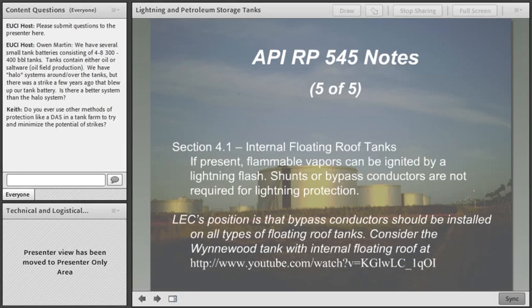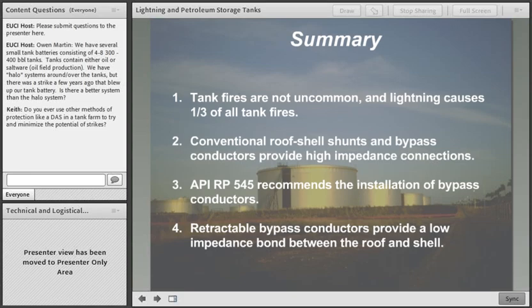And you really need to look no further than that YouTube video I showed you earlier. Do you recall that that video showed the ignition of an internal floating roof tank? So I believe that shunts and bypass conductors should be installed on all types of floating roof tanks, although technically the 545 standard is written for external floating roof tanks.